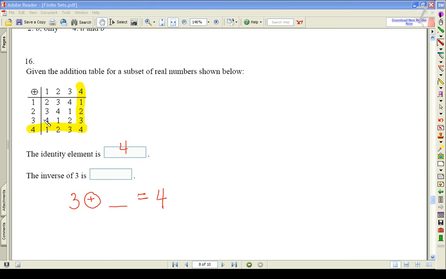So what I'm going to do is look down until I reach the 3 in the column, and then I go across until I reach 4. And there it is right there. The number that gets paired up with 3 to give you 4 is 1. So 3, the plus with the circle around it, 1, equals 4. So the inverse of 3 for our table is going to be 1.